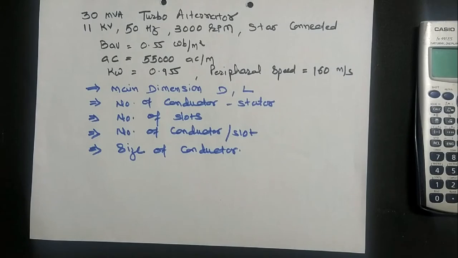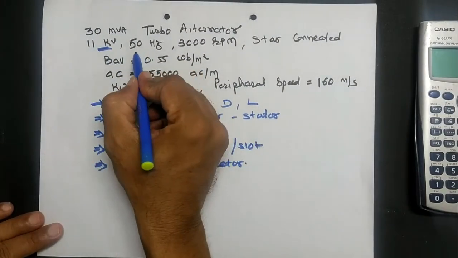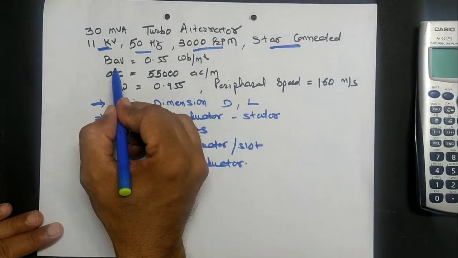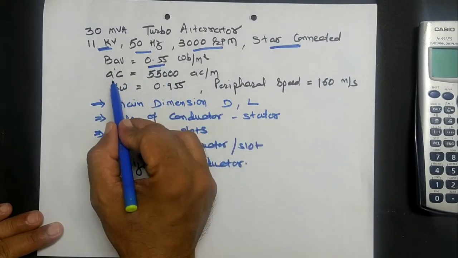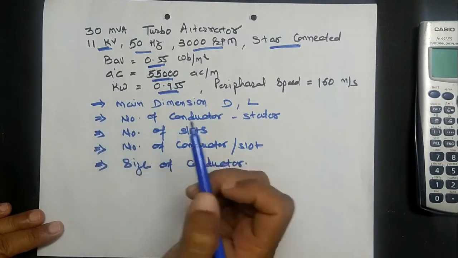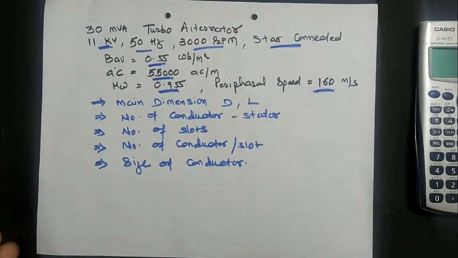So we are currently designing a stator for a 30 MVA turbo alternator. The data given is 11 kV, 50 Hz, 3000 RPM and stator is star connected. Specific magnetic loading, that is 0.55, specific electric loading 55,000, stator winding factor KW, that is 0.955 and peripheral speed, that is 160 meter per second. Now let us start our design.